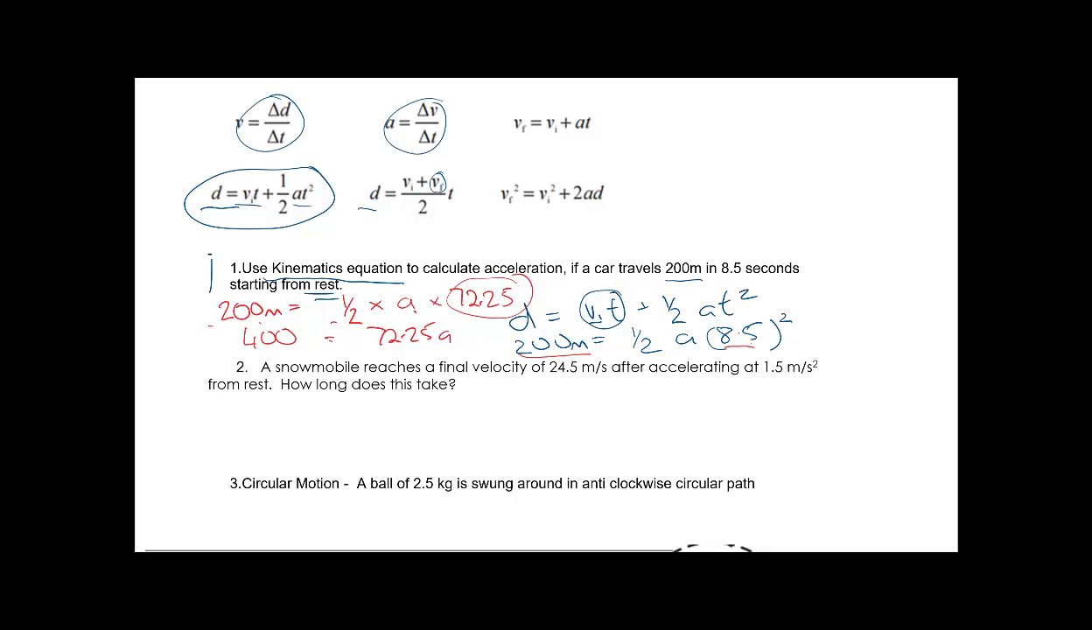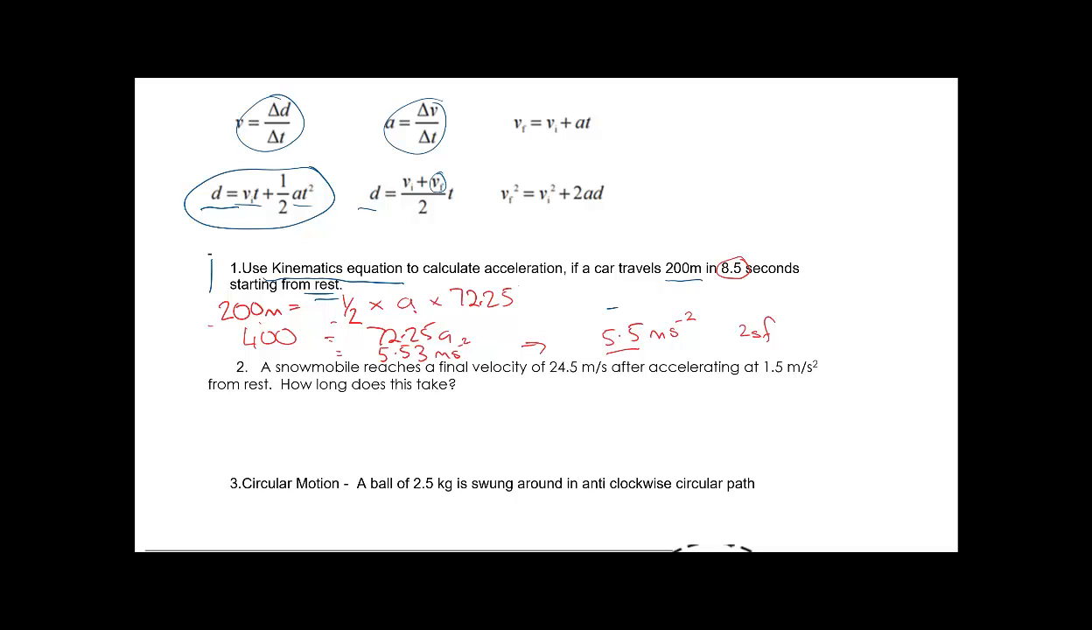So if we do that, 400 divided by 72.25 equals 5.53 meters per second squared. Now, if we do that to two significant figures, which is appropriate because 8.5 is to two significant figures, that would equal 5.5 meters per second squared. You don't have to write 2 SF after it or anything like that. I mean, you show it in what you've actually done.